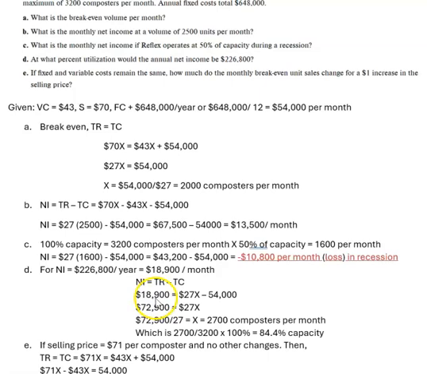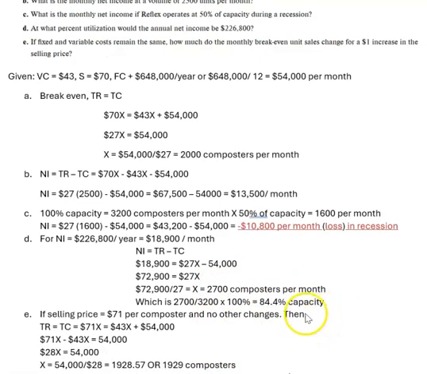So fill in the net income, which is your 18,900, and that's equal to 27x minus 54,000. Add 54,000 to both sides, gives you the 72,900. Divide that by 27, and that gives us 2,700 composters per month. That divided by your 3,200 gives us 84.4% capacity. All right.